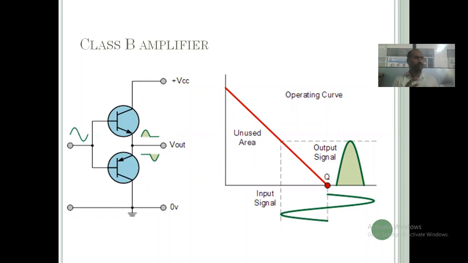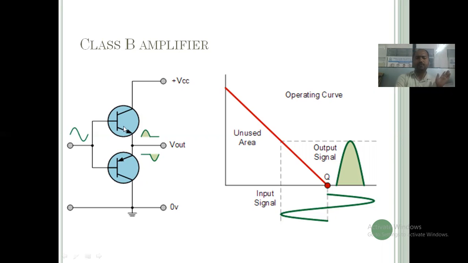One of the important things with respect to the class B type of amplifier is that, when we use the class B amplifier, the signal amplified by each transistor is not 360 degrees. Why? Because here there are two transistors. One works with respect to 180 degrees, and the other works for another 180 degrees, right?